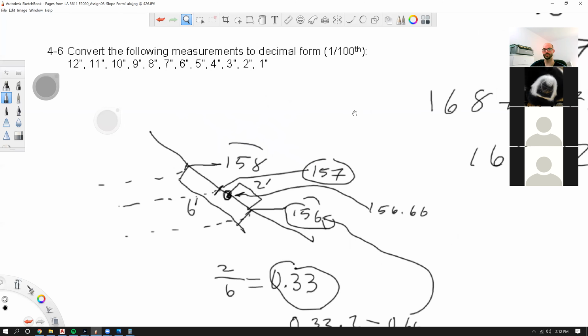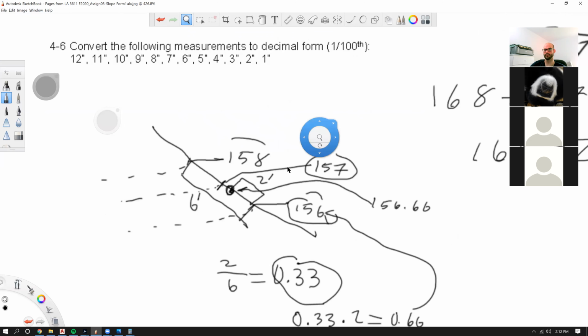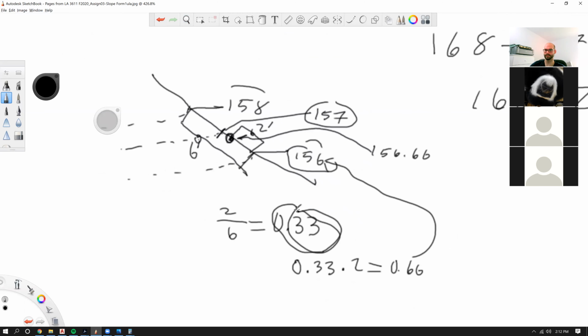So it's really easy in some senses because all you have to do is divide your shorter measurement by your longer measurement, but it's tricky because if you just take your product and add it to the lower contour, it will be wrong because the contours are 2 feet apart, which is not typical. He's trying to trick you to keep you on top of things. You have to double the product that you get, the 0.33, in order to get the 0.66, which is the true difference in elevation between these points.